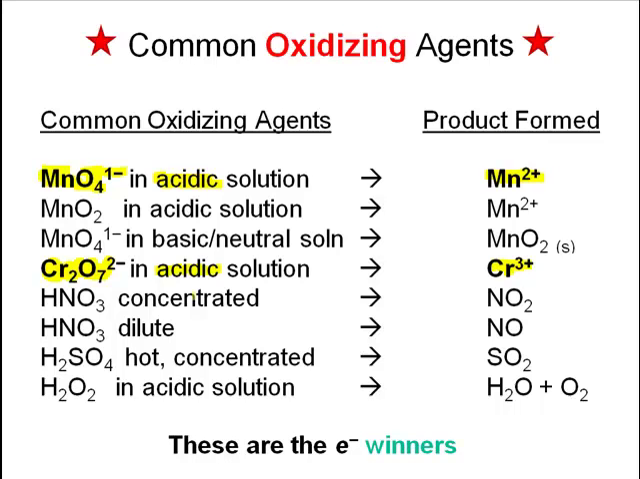All right, now, since we know these common oxidizing agents, these are always the winners of electrons, electron winners, all right? So, you know these, you know the winners.